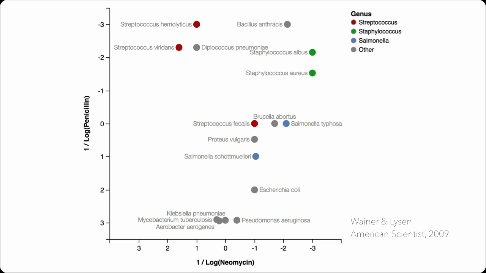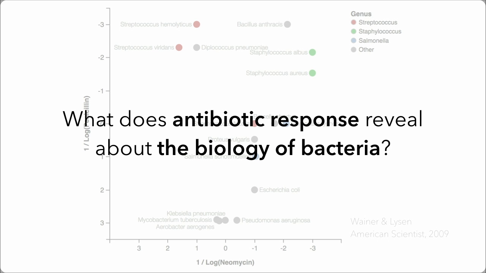The bacteria are colored by genus, and they're plotted according to the effectiveness of two antibiotics, neomycin and penicillin. In this case, the lower left corner is areas of very high resistance, and the upper right corner will be areas of very low resistance. And the idea here is that just by suggesting this relatively simple visualization, we may still be prompted to consider other questions. By putting the bacteria front and center, for example, we might ask instead, what does antibiotic response reveal about the biology of bacteria? Sort of flipping the question.